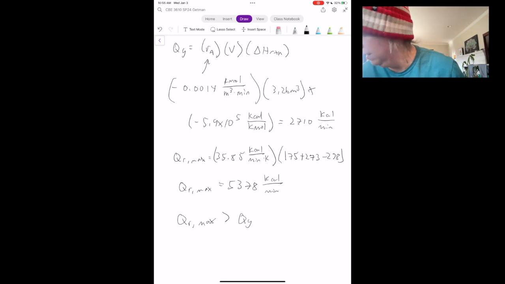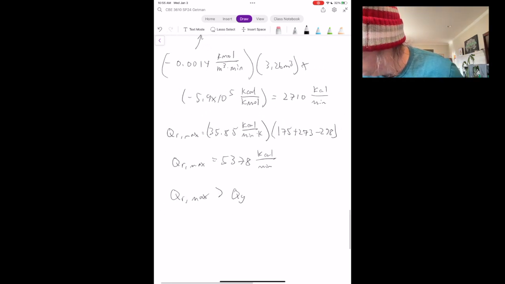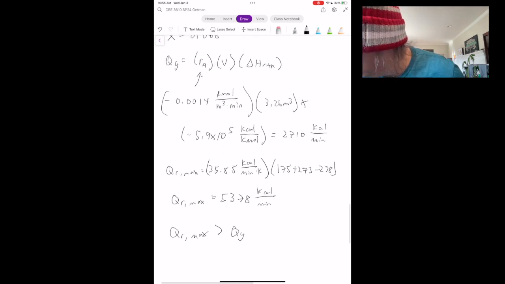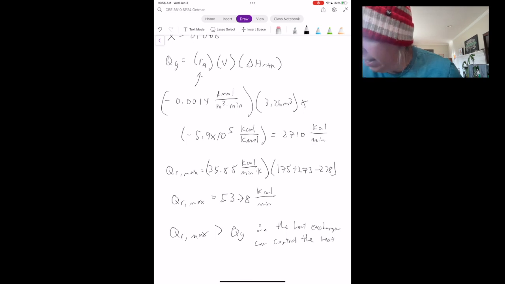What that means is that this is a good thing. So the heat exchanger can control the heat at this time, in this scenario.